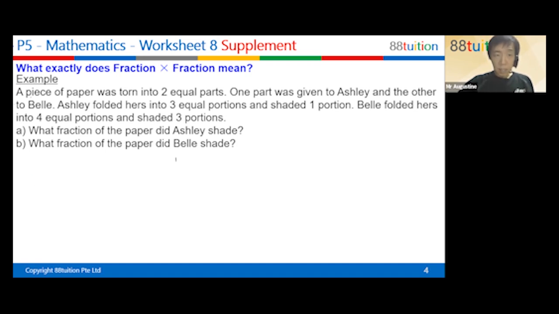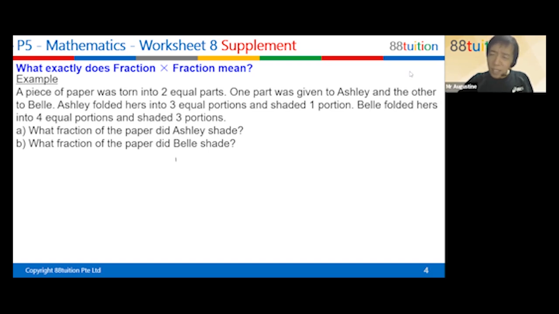So in this example here, what do we have? A piece of paper was torn into 2 equal parts. Just imagine you have a piece of paper and you split it into 2 equal parts. One part in this case was given to Ashley, and the second equal part was given to Belle. Now what did Ashley do? Ashley folded hers into 3 equal portions and shaded one portion. But Belle folded hers into 4 equal portions and shaded 3 of those portions.